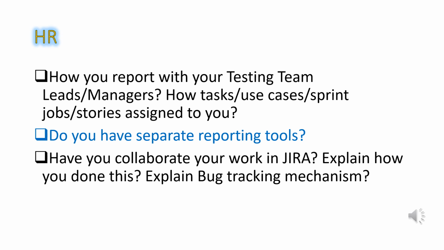Third one is, how do you collaborate your work in Jira? Explain how you have done this. Explain tracking mechanism. So Jira is a good bug tracking tool. So we can create bugs in that one, and we can track the life cycle easily in Jira, and we can use the sprint process also in Jira, and it is useful for us to show to the client also easily. So these things we need to explain.